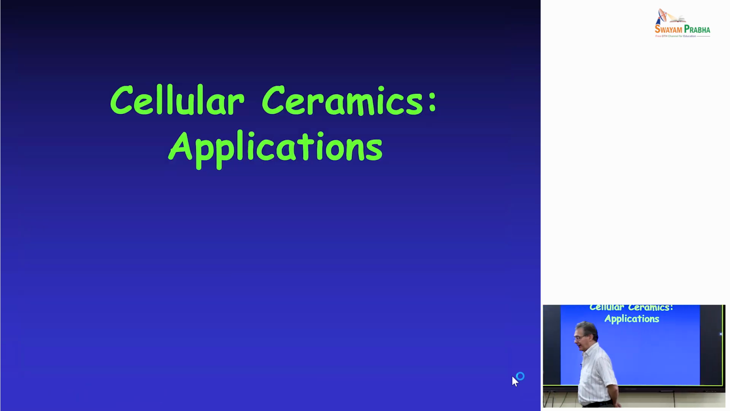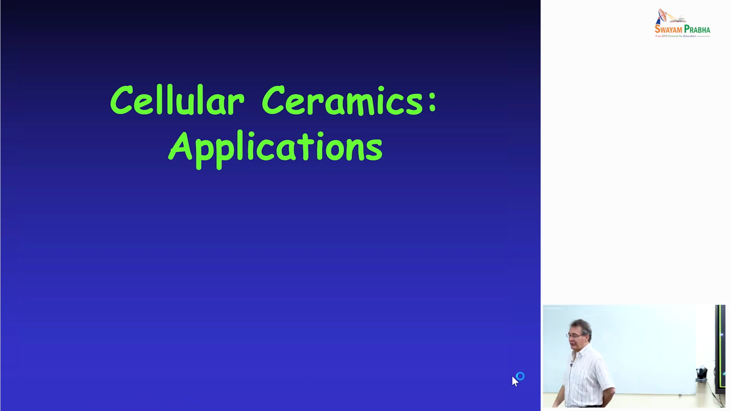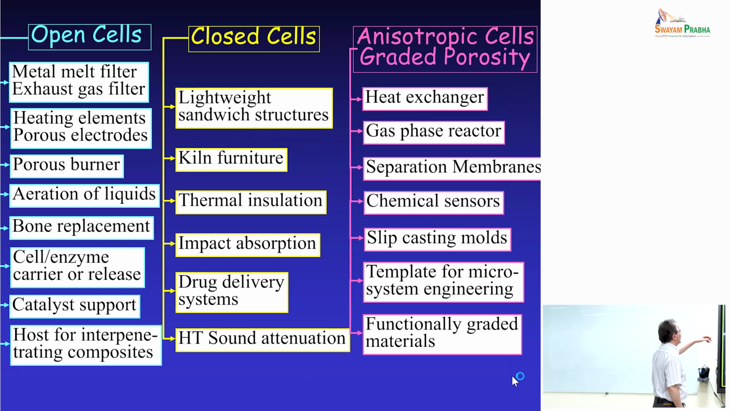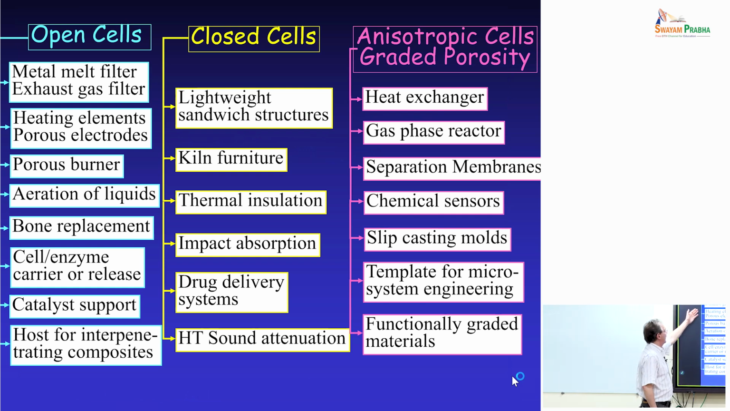So I think that I can show you quickly some applications for ceramic foams or cellular ceramics. If you have open cells, then molten metal filters or exhaust gas filters can be obtained. Heating elements, porous electrodes, porous burners, aeration of liquids, bone replacement, cell enzyme carriers or release, catalyst support.